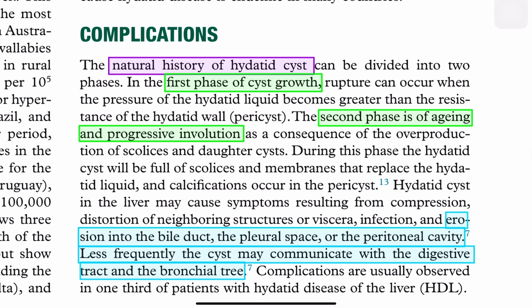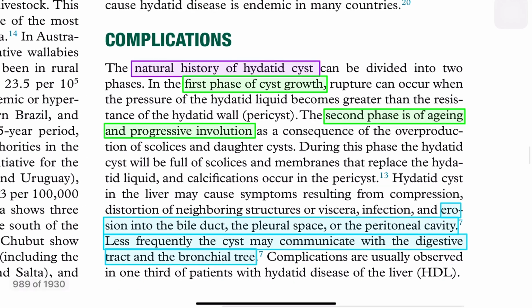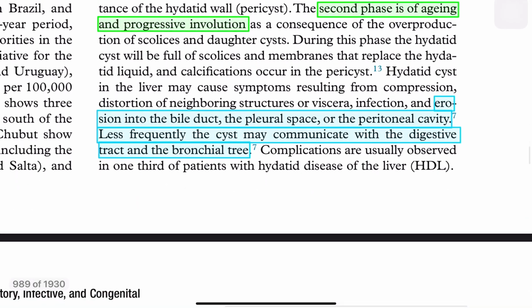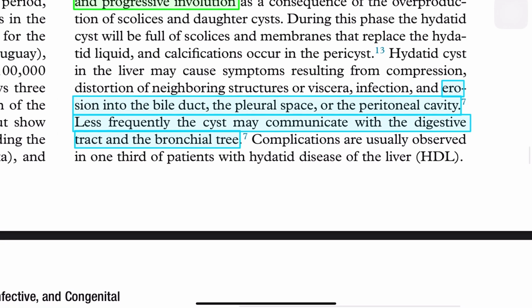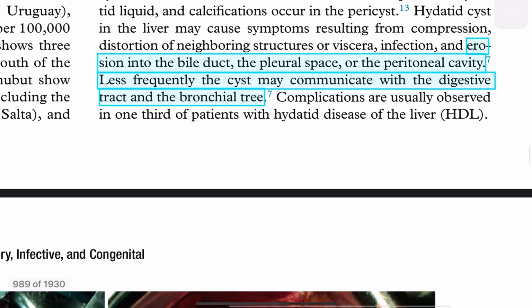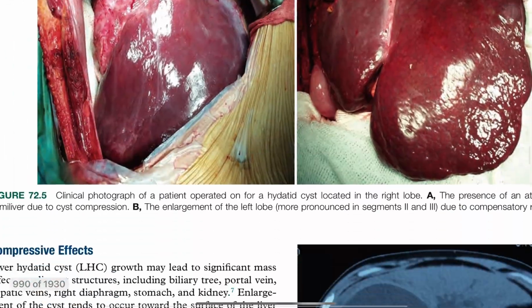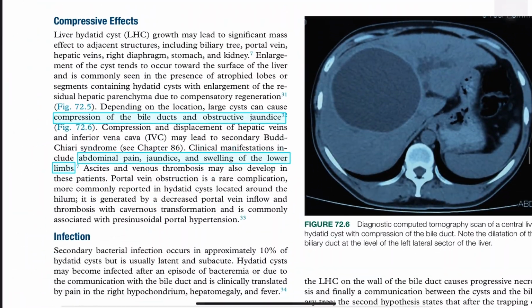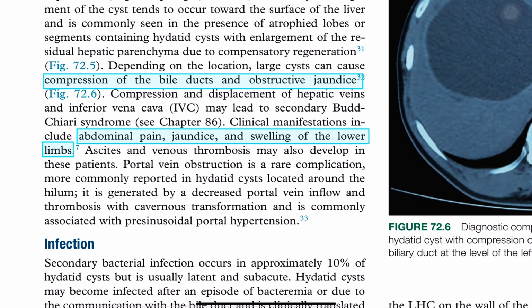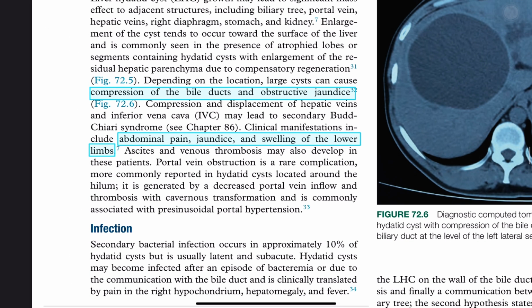The natural history of hydatid: first is the phase of cystic growth, and second is aging and progressive involution. Erosion of the cyst occurs most commonly into the bile duct, then the pleural space, then the peritoneal cavity. Compressive effect can lead to obstructive jaundice.